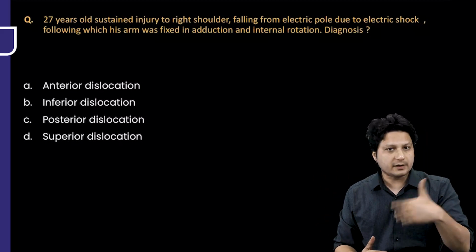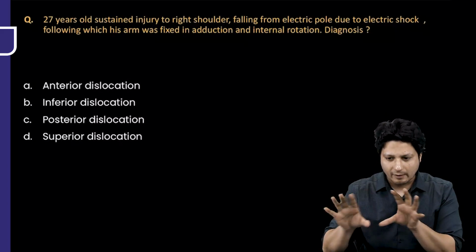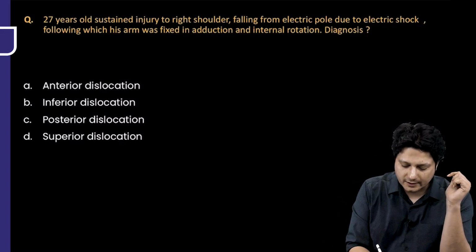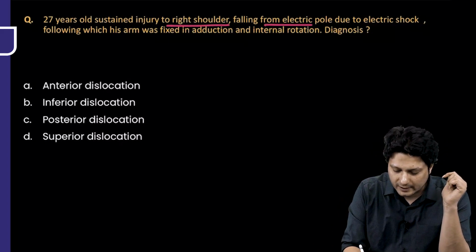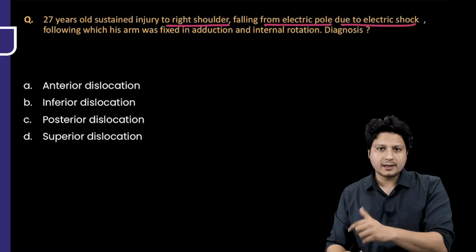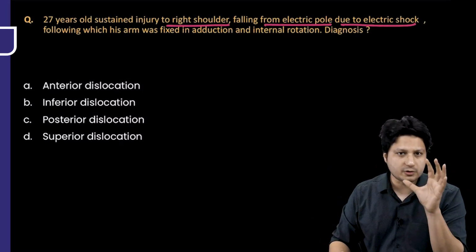This is what the examiner is asking for. Now, before we talk about the topic, it is important to have a discussion on some sample questions, like a 27-year-old sustained injury to his right shoulder falling from the electric pole due to electric shock. That means a patient sustained the electric shock. He fell from the electric pole and sustained injury to his shoulder.